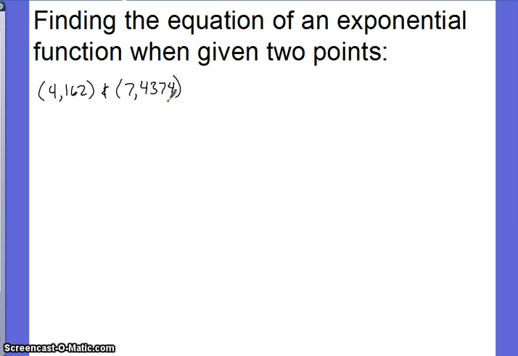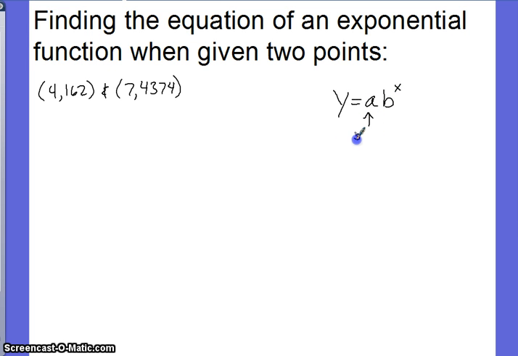or it also could go down or become extremely small. Right? So here we can clearly see that going from (4, 162) to (7, 4,374), this is an increasing exponential function. So we want to find those things. And now remember, all exponential equations are a times b to the x.